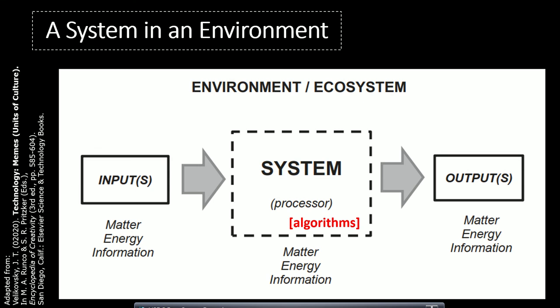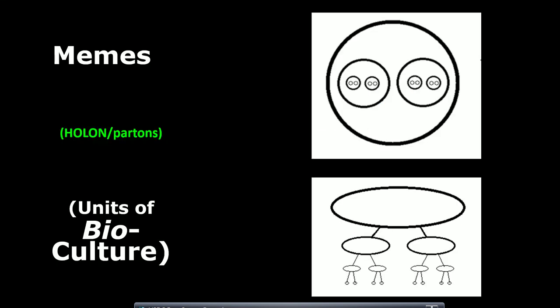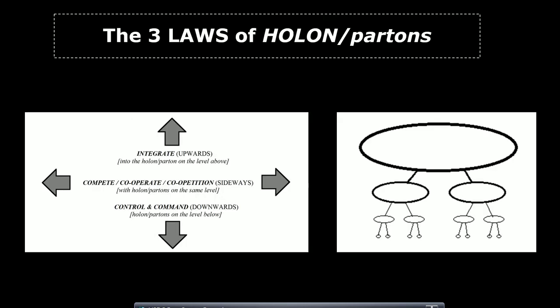And so I'd like to look at memes as HOLON-partons, units of bioculture, and I want us to think about systems, because systems are HOLON-partons. There are systems within systems within systems. So the three laws of HOLON-partons are quite simple. They integrate upwards into the larger HOLON-parton on the level above. They compete, cooperate, and engage in co-opetition, like when you get married, on the same level of scale, and they control and command downwards the HOLON-partons on the level below, which are inside them.